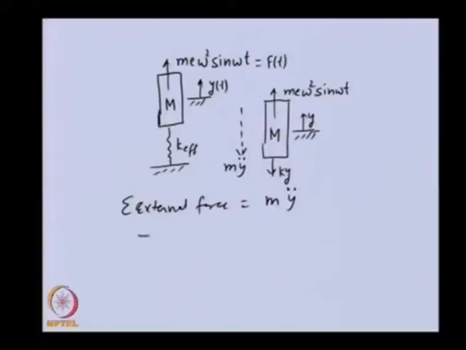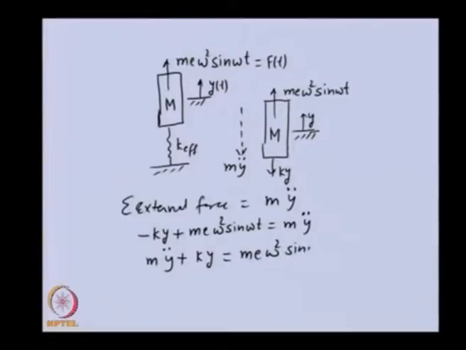External forces are the elastic force, which is opposite to the motion, so it will be minus, plus the unbalanced force, which is in the upward direction, so it will be positive, is equal to the inertia force, and this can be written in a very standard form like this. This is the equation of motion. Generally, we write the equation of motion in short form like this.